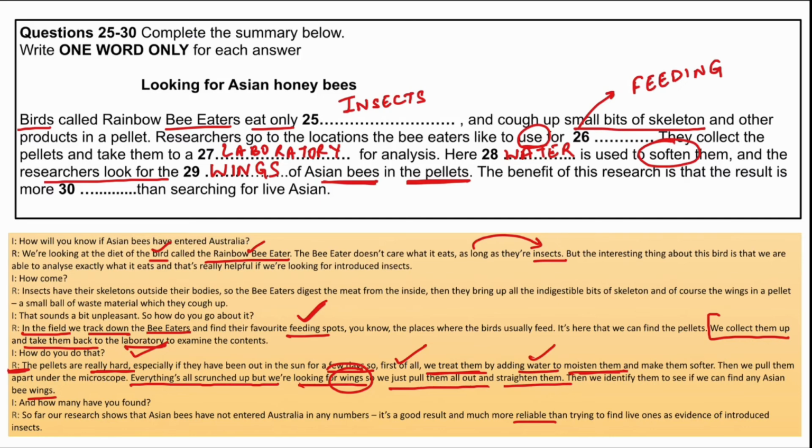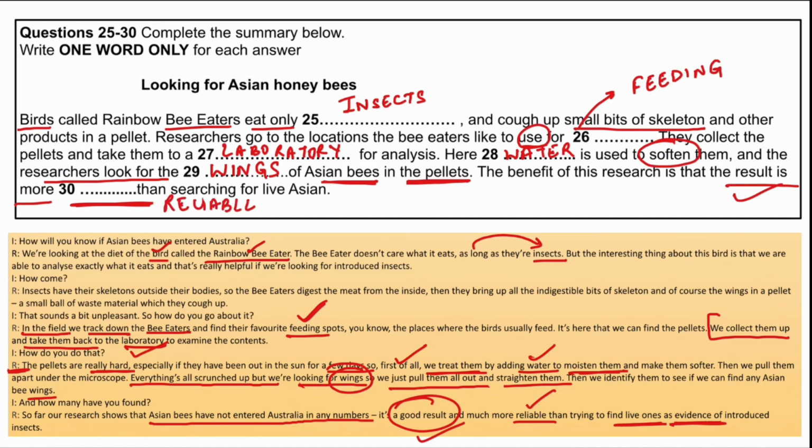Then for the last question, they are talking about the benefit of doing this research, that the result is more dash. You will hear this word in the last line of the conversation, where the researcher said, so far our research shows that Asian honeybees have not entered Australia in any numbers. It is a good result. He is using the same word as was written in the question, and it is much more reliable than trying to find live ones as evidence. That means the result is much more reliable. So the answer is reliable. This is how you will find your answers in case of summary completion.